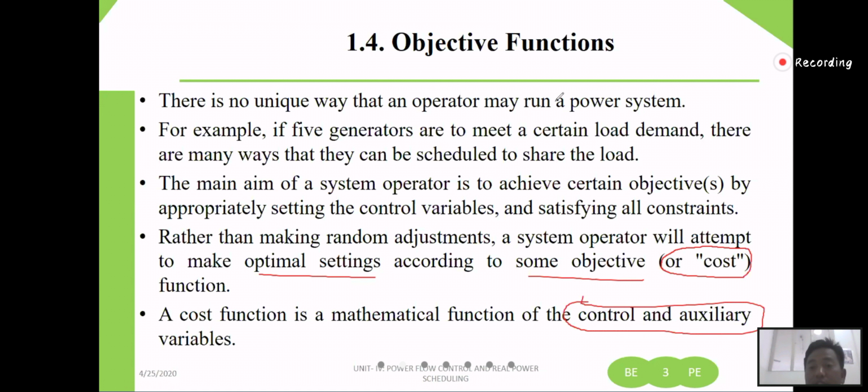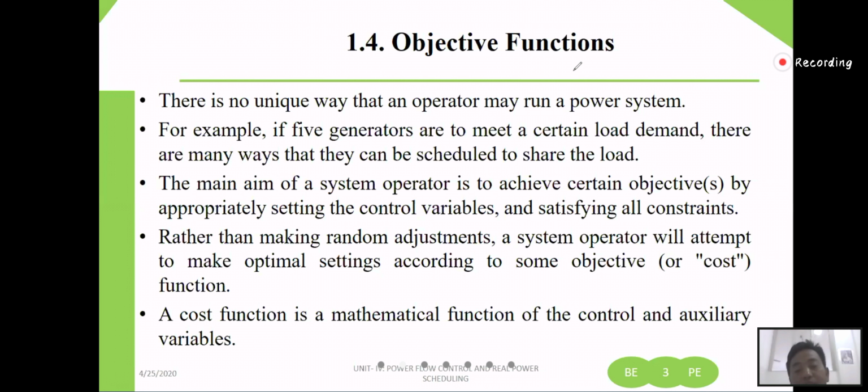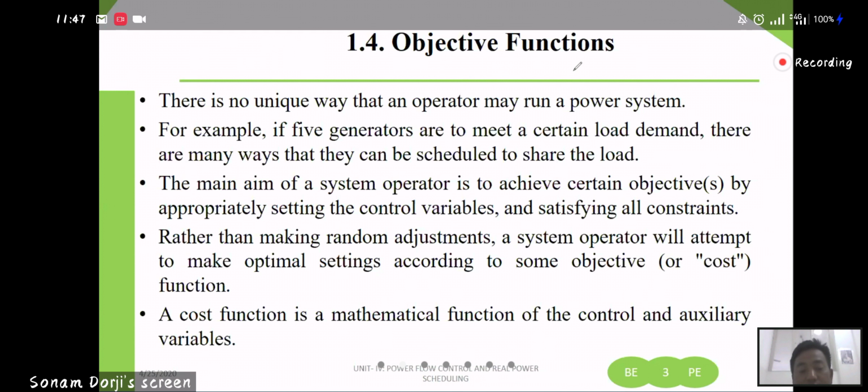So what we are saying here is that there is no unique way in which an operator can run the power system; there are different ways in which we can share the load. But when you do that, we have to keep in mind that it has to achieve certain objectives. How will we achieve that objective? By setting the control variable appropriately. When you set the control variable, it has to satisfy all the constraints which I have listed.